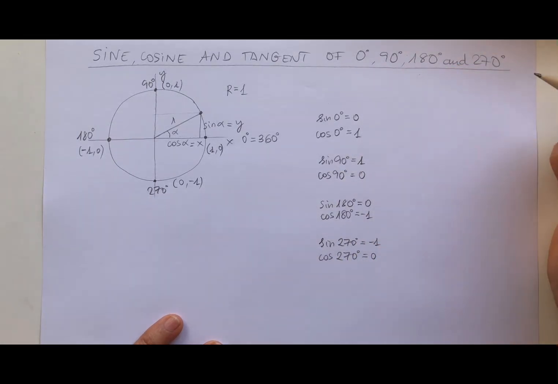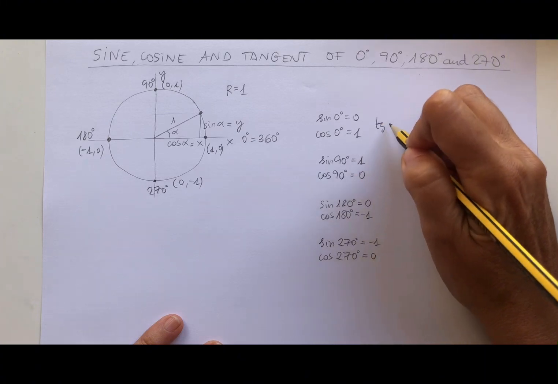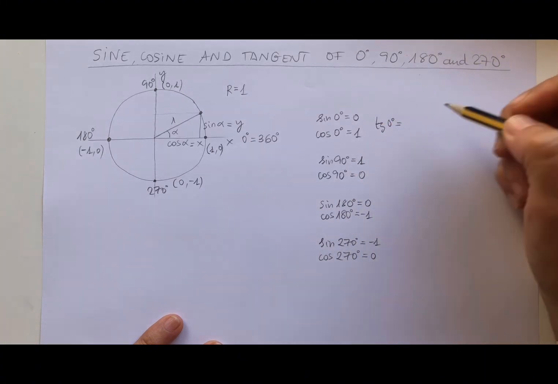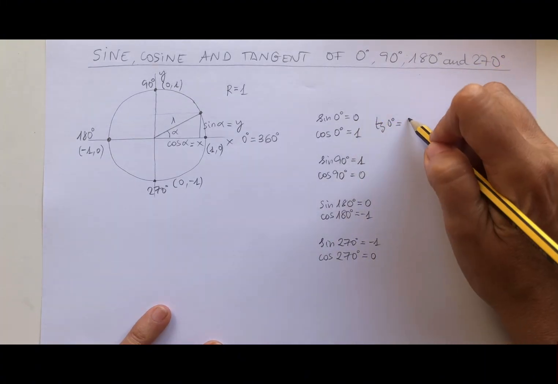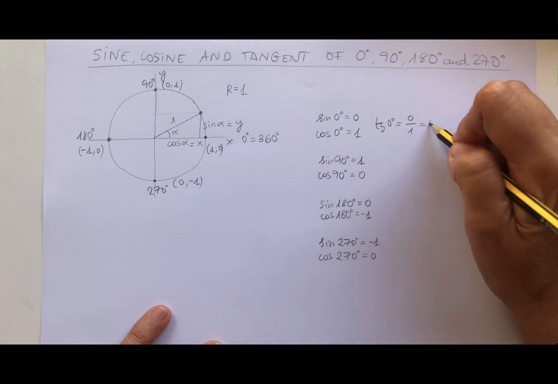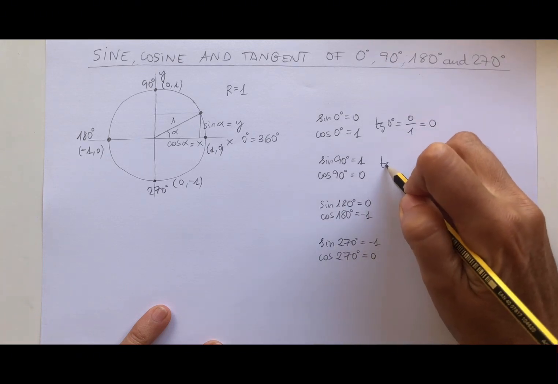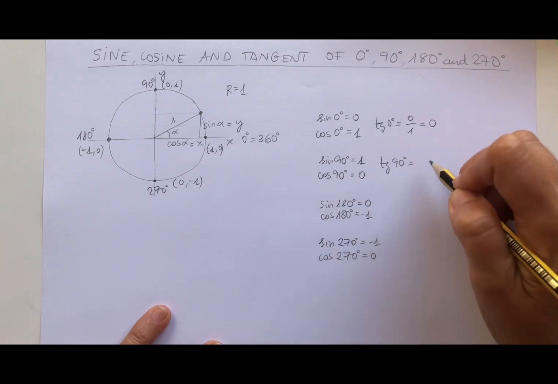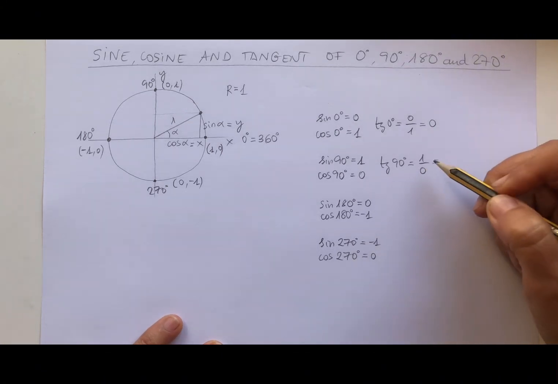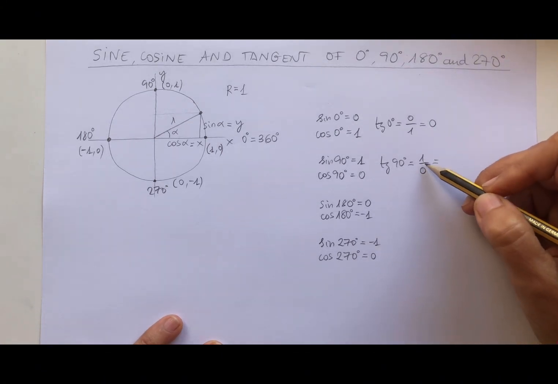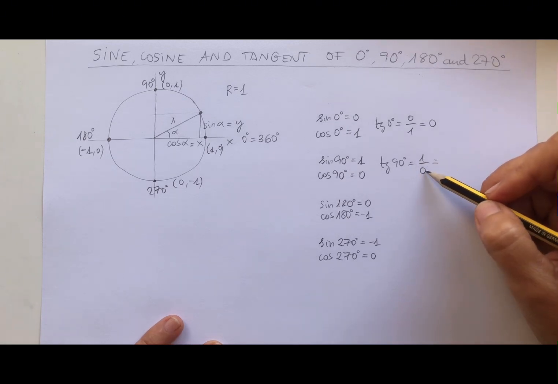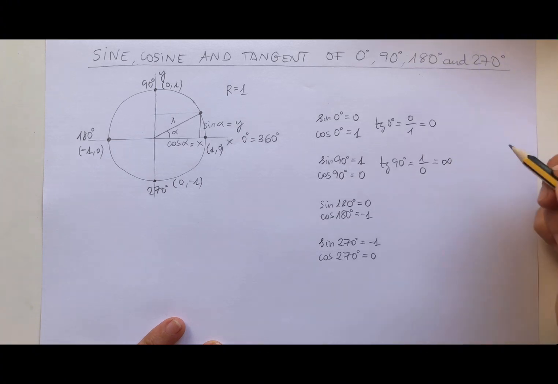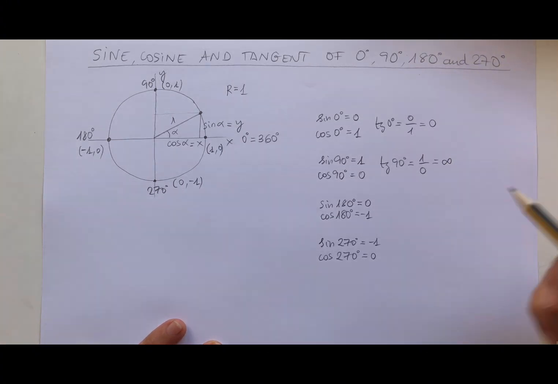Now, if we want to calculate the tangent, you know that tangent equals sine over cosine. So sine over cosine will be 0 over 1, which is 0. Tangent of 90 would be 1 over 0. This quotient doesn't have a result in the set of real numbers. But if we divide a number by a number close to 0, we can see that it tends to infinity. So the result would be infinity.